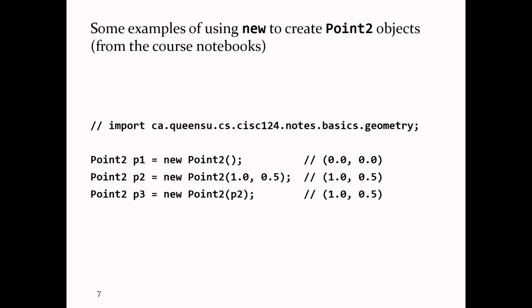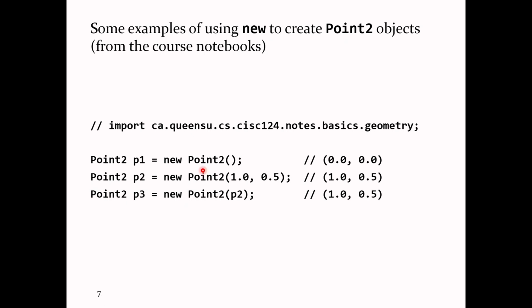Okay, so if you are looking at the course notebooks, you don't have to, but if you are, you'll have come across this thing called Point2. Point2 is just a class that represents a two-dimensional point, so it's got an x and a y coordinate. This is an example of using the Point2 class. It's a reference type, so we need to make a Point2 object before we use it. So p1 is going to hold a reference to a Point2 object. I want to make the object, so I'm going to use new.